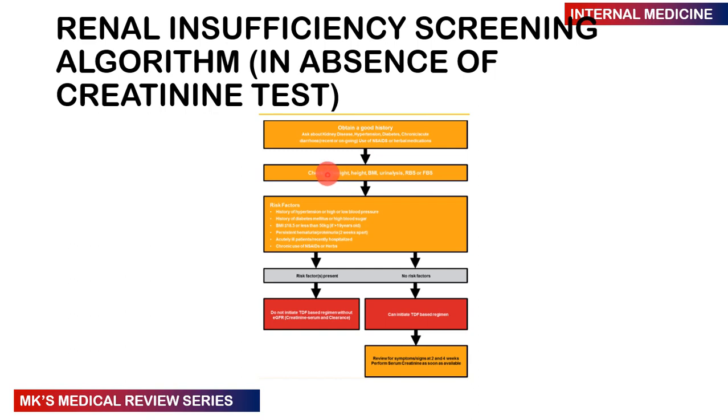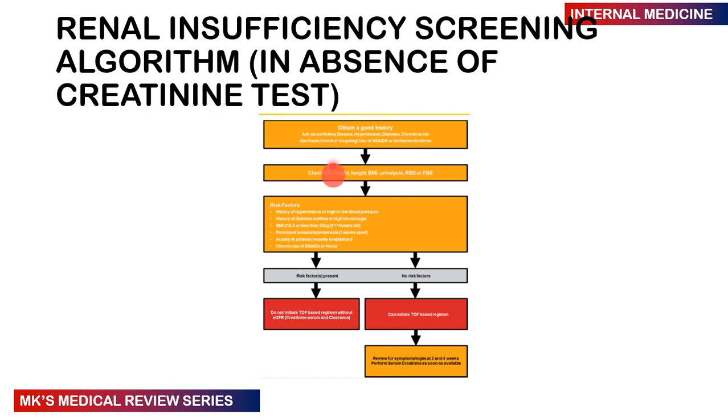Then, of course, you want to check the weight, check the BP, check the height, check the BMI of an individual. Remember that BMI is your weight in kilograms divided by your height squared. Then, of course, you have your urinalysis, do your RBS and your fasting blood sugar.